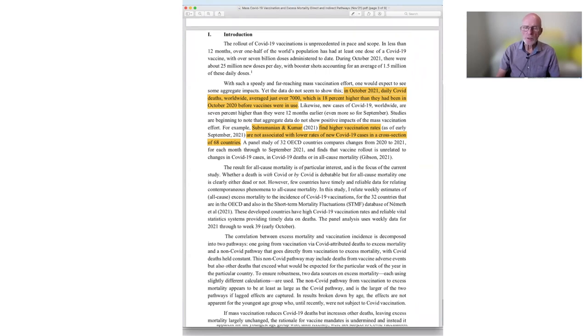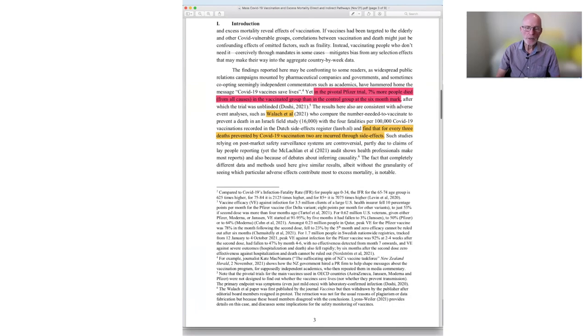In October 2021, daily COVID deaths worldwide averaged just over 7,000, which is 18% higher than they had been in October 2020, before vaccines were in use. So they were 18% higher in 2021 than in 2020. So when there were vaccines around, there were more deaths. It doesn't make sense. Then he quotes Subramaniam and Kumar, who say they find higher vaccination rates are not associated with lower rates of new COVID-19 cases in a cross-section of 68 countries. So they find that the higher vaccination rates have had no impact on the COVID-19 cases. You wonder why you're doing vaccination if it has no impact.